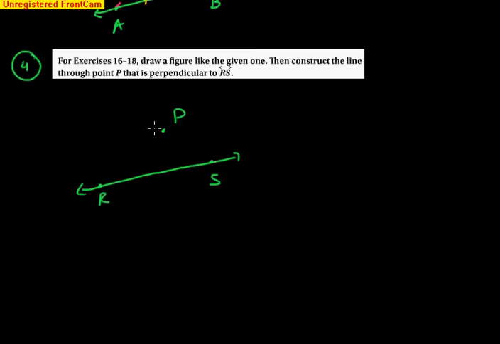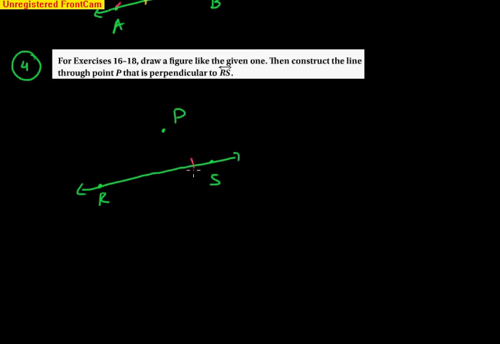Okay, next question. Let's construct a perpendicular line through P to line RS. So this problem works if P is on the line or if P is off the line. It doesn't matter. Same kind of process. First, I'm going to take my compass and I'm going to measure a length from P down to line RS. And I'm going to put a mark to the right of P.